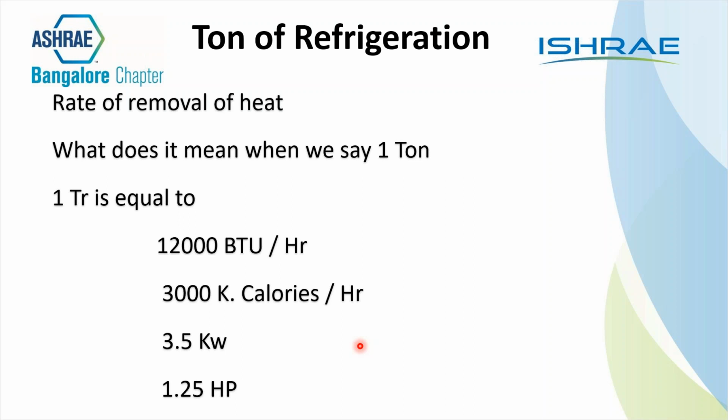0.8 HP is equal to 1 ton, or 1.25 HP is equal to 1 ton. So you multiply it by 0.8, you will get the required capacity. So that is the general calculation that we follow.